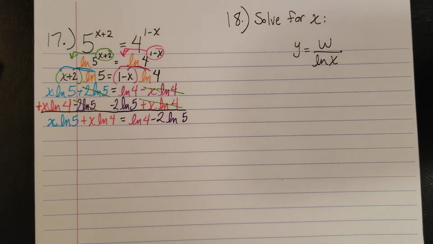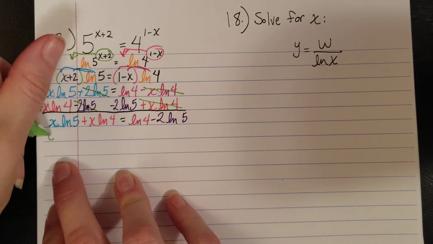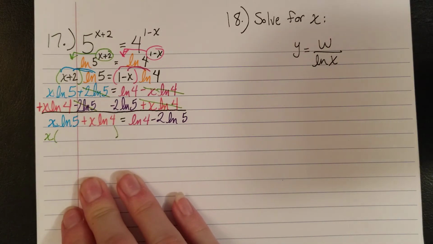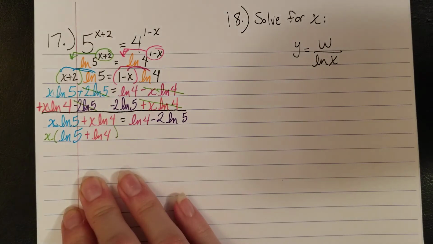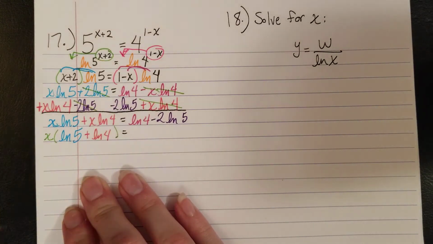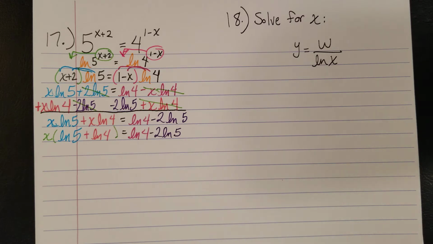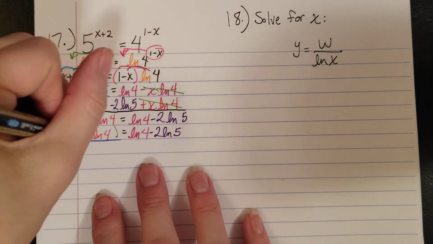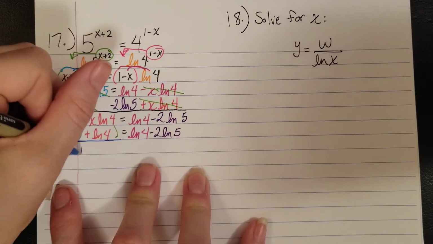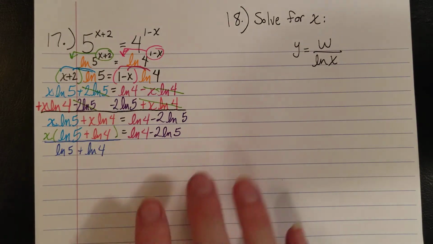All right, so now on the left side, I'm going to factor out the x. So that will make it x parentheses ln 5 plus ln 4. And then I'll just bring the rest of this down. So that's equal to ln 4 minus 2 ln 5. Okay. All right, and then last but not least, I would divide both sides by what is in the parentheses, which is ln 5 plus ln 4.